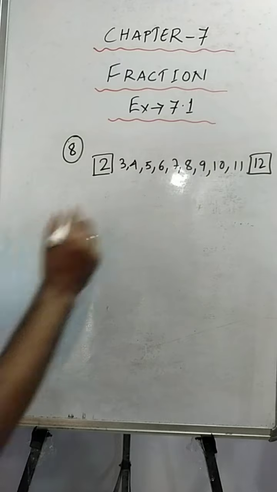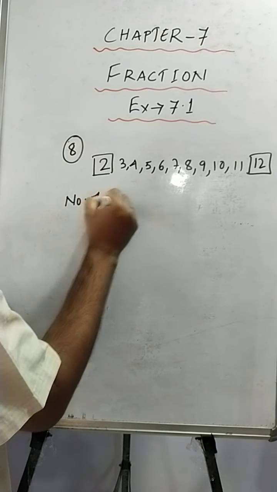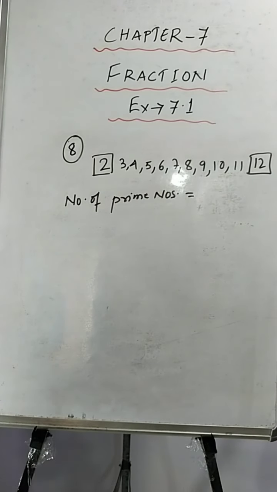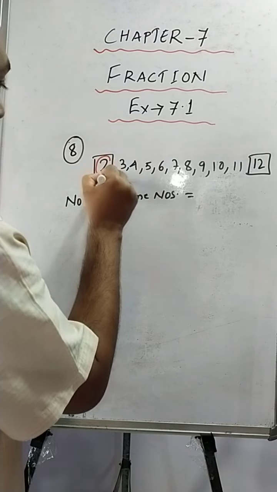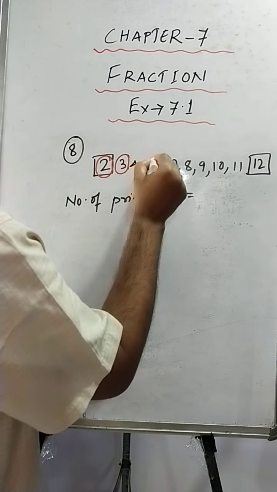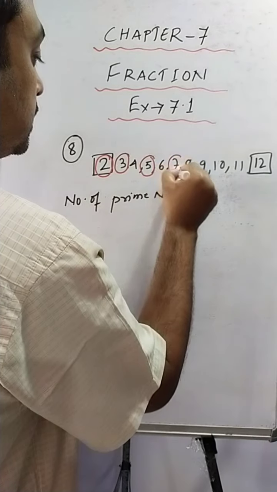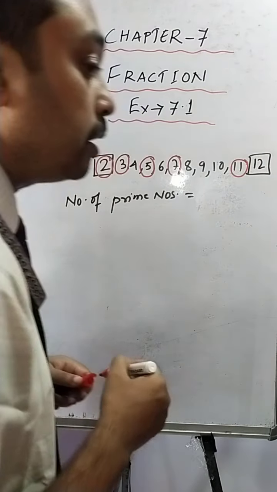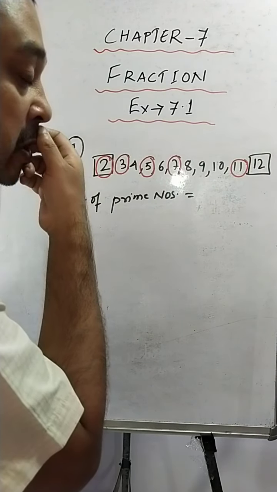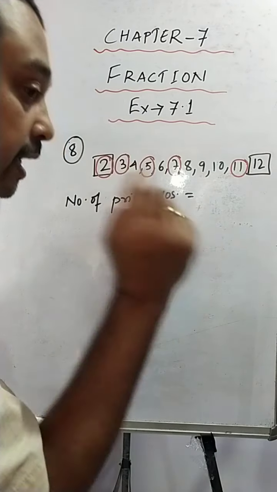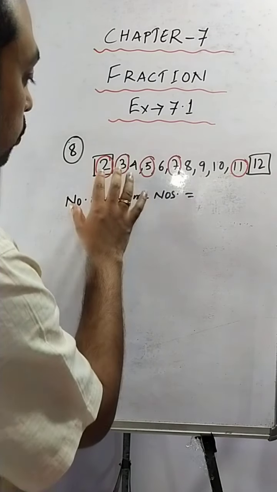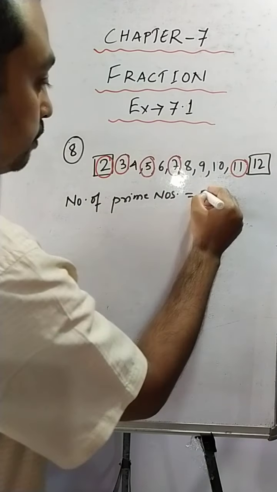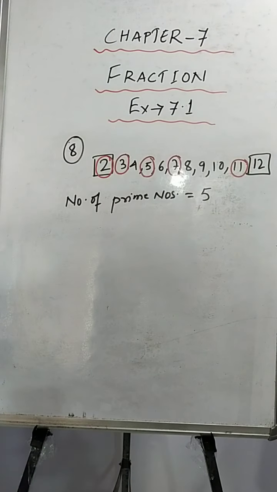Okay, so how many prime numbers are there? So we will write it down. Number of prime numbers. That means which are the prime numbers? So 2 is a prime number, 3 is a prime number, 5 is a prime number, 7 is a prime number, and 11 is a prime number. So what is a prime number? The number which can be divided by 1 or by itself only. Okay. So how many prime numbers are there? 1, 2, 3, 4, 5. Exactly. So the number of prime numbers is equal to 5. Absolutely.